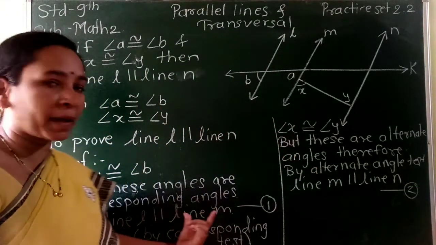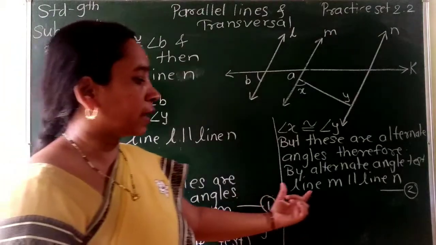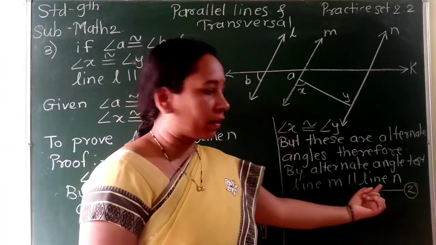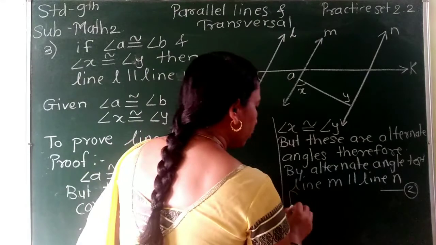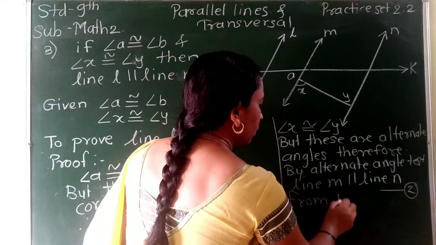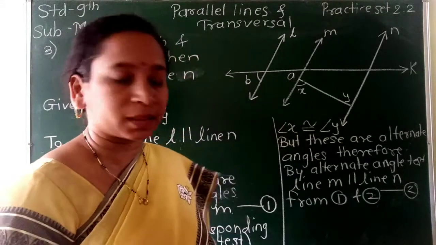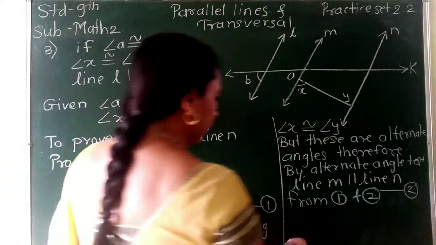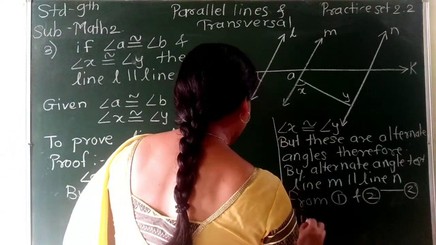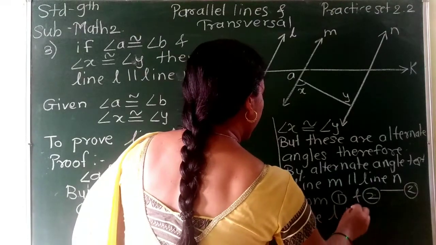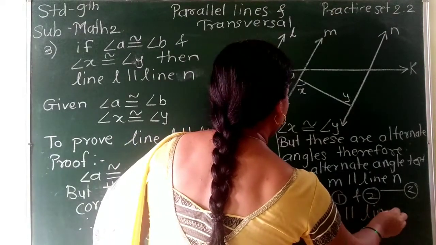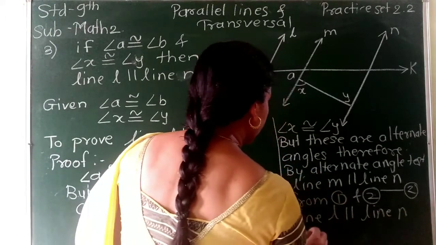Equation 1 says that line L is parallel with line M. The second says that line M is parallel with line N. So from 1 and 2, by the property of transitivity, I can say that line L is parallel with line N, and hence it is proved.